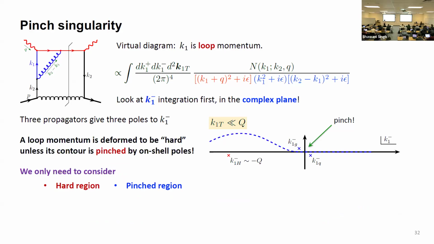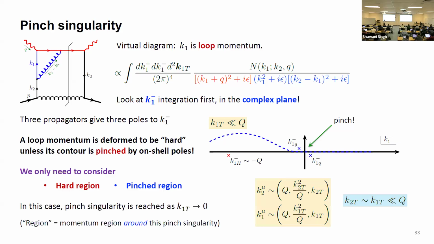And this simple analysis should give you an idea, which is very important to the business of factorization: whenever we consider a loop momentum, we can always deform the contour unless we are forbidden by the pinched poles. So if we are able to deform the contour, we enter the hard region. But if we are not, we enter the region pinched by the on-shell poles, which we call the pinched regions. And in this particular case, the pinch singularity is characterized by the limit that K1T goes to 0. And in this case, we have the collinear momentum scaling for both K1 and K2, and they are both small.